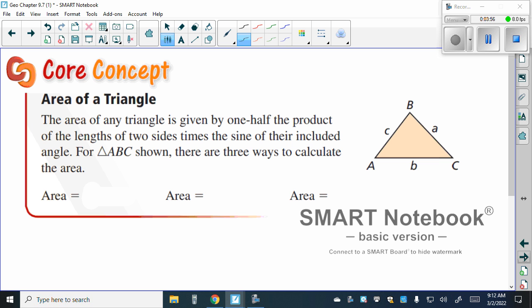But if we're not given that, say we're only given two sides and the included angle, we can still find the area. Because the area of a triangle, we can define in one of these three ways here: 1/2 BC sine of A, or 1/2 AC sine of B, or 1/2 AB sine of C.